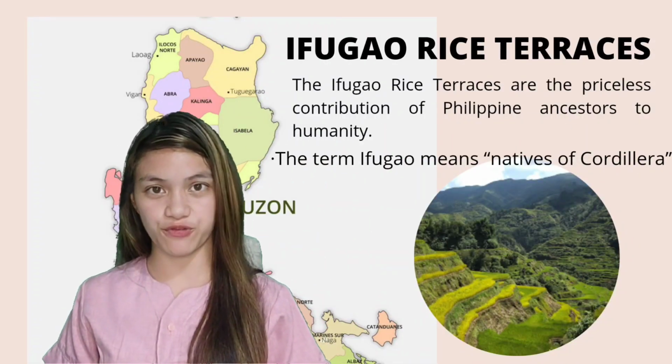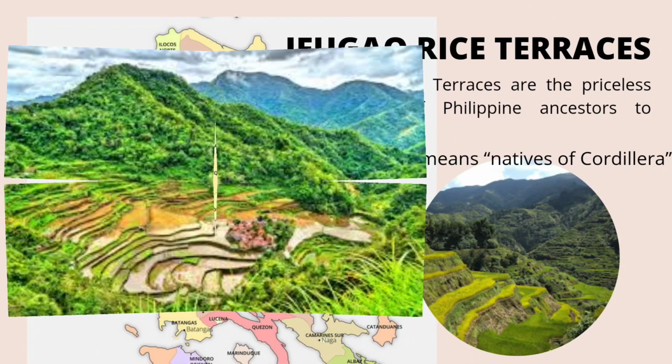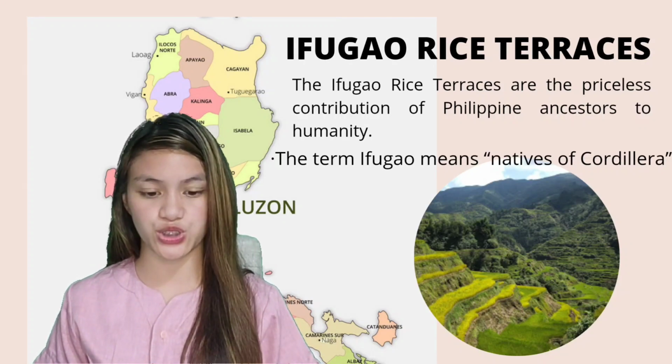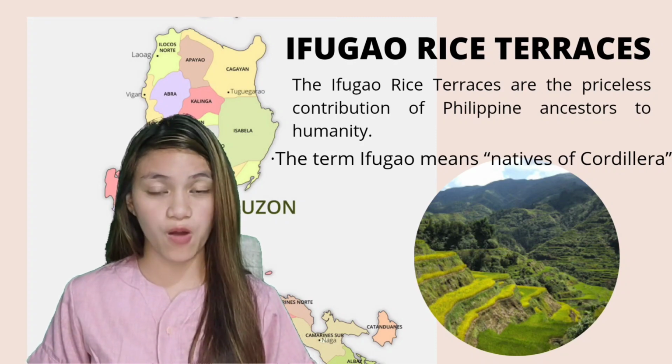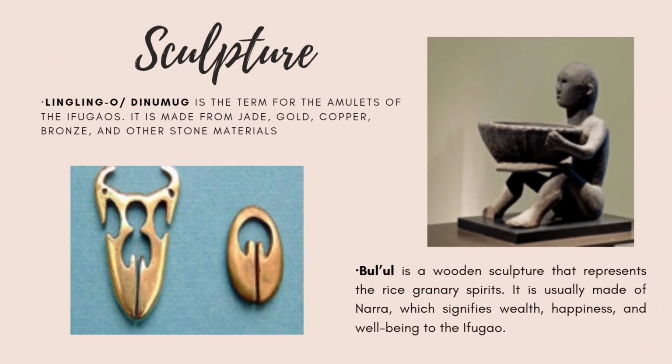Now we are in Ifugao, and this is the Ifugao Rice Terraces. This is the priceless contribution of Philippine ancestors to humanity. The term Ifugao means native of Cordillera. Ifugao arts and crafts are sculptures like lingling-o or dinumog, the term for the amulets of the Ifugaos. It is made from jade, gold, copper, bronze, and other stone materials.